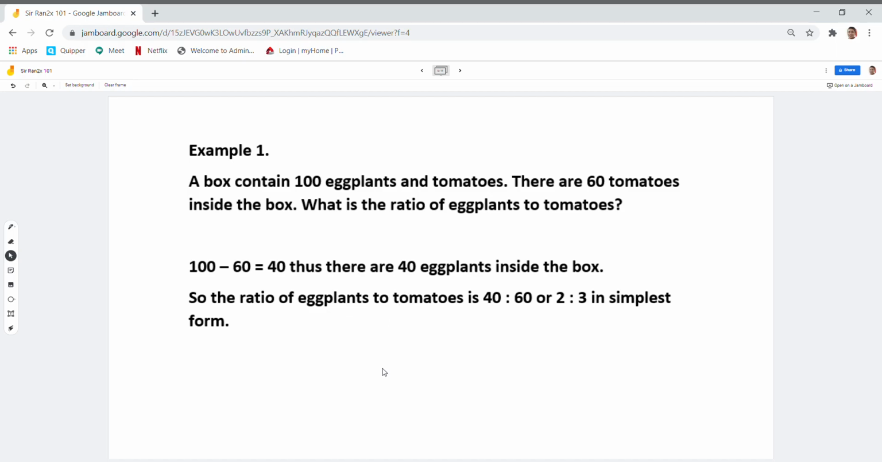So you can now give the ratio of eggplants to tomatoes, which is 40 to 60, or 40 is to 60. And then you simplify that. That's 2 is to 3.